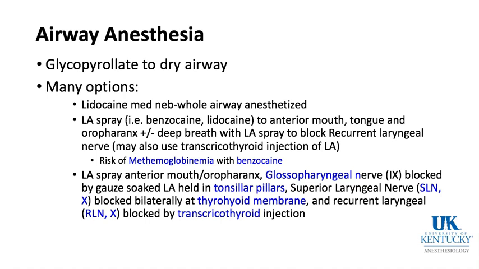You can take local anesthetic spray like benzocaine or lidocaine and spray the anterior mouth, the tongue, and the oropharynx. Have them take a deep breath as you spray, and if it goes down below the vocal cords, it can block the recurrent laryngeal nerve sensory distribution. You also may use a transcricothyroid injection of local anesthesia to help get that recurrent laryngeal nerve distribution.